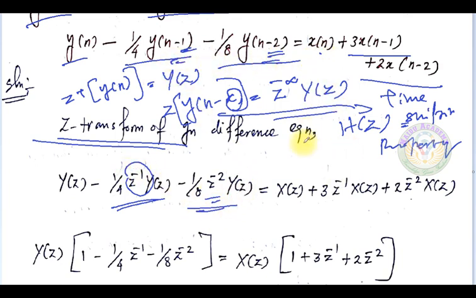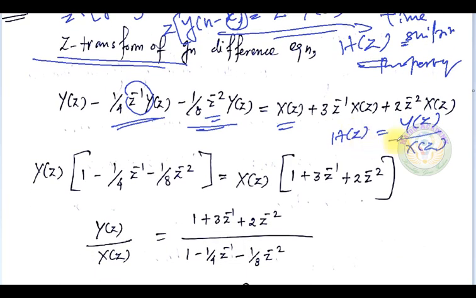So here it is x of n, if you take the z transform, that will be x of z, then 3 x of n minus 1, so z power minus 1 x of z, 2 x of n minus 2, so it is z power minus 2 x of z. To find out the H of z, what is H of z? H of z is the system function that is equal to y of z divided by x of z.